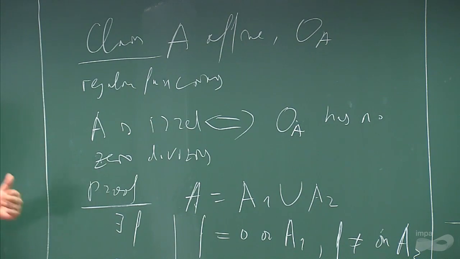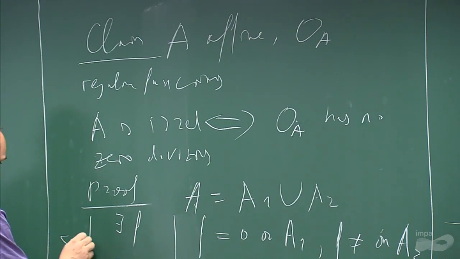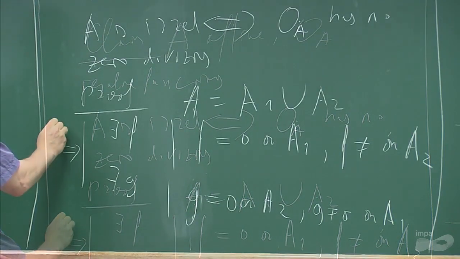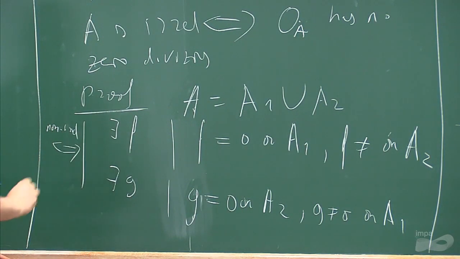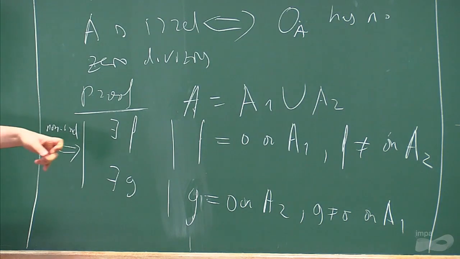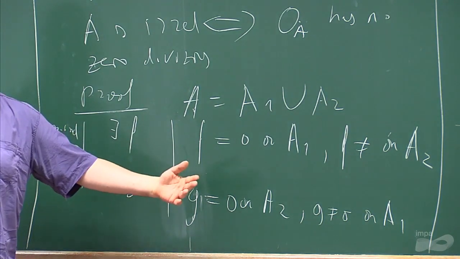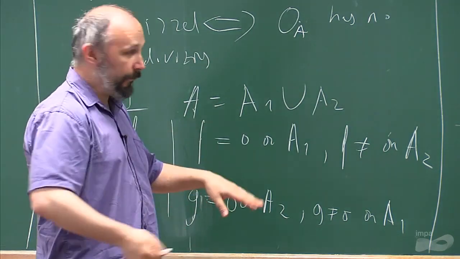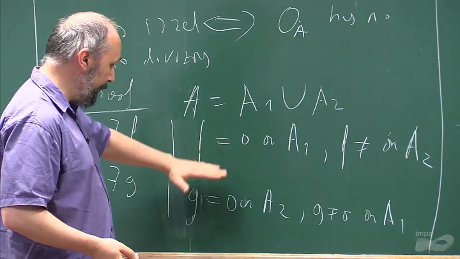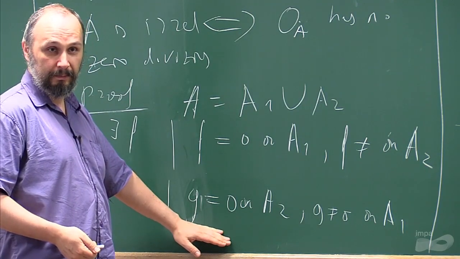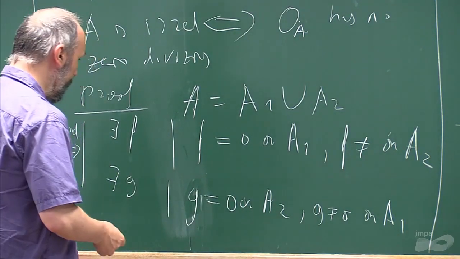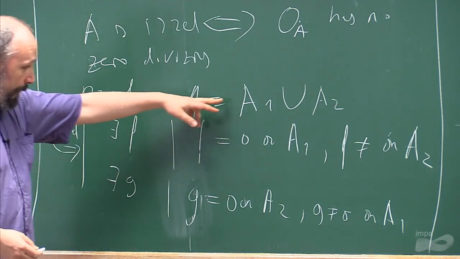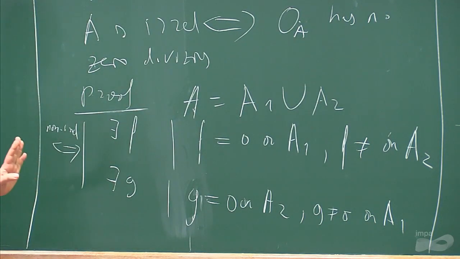So this is in fact equivalent to non-irreducibility. If you have such functions, you take their zero sets, and this would decompose your A into a union of two subvarieties, the zero set of f and the zero set of g. The converse is also true. If you have a decomposition, you have such f and g. Am I clear? Good.